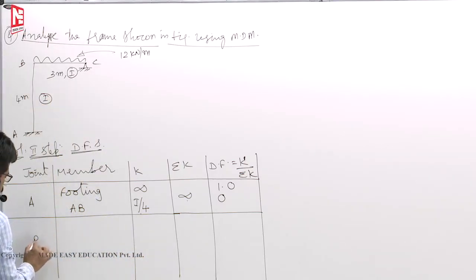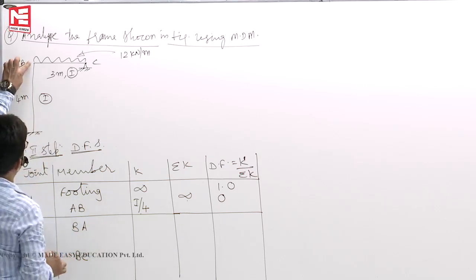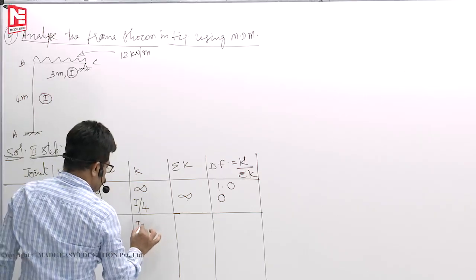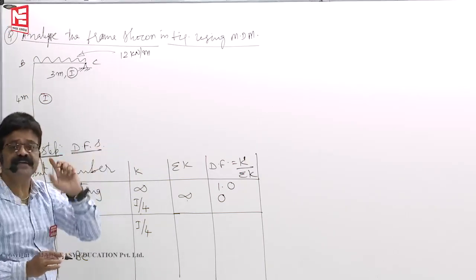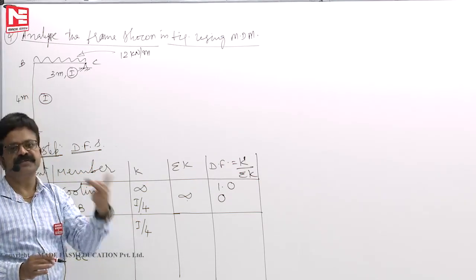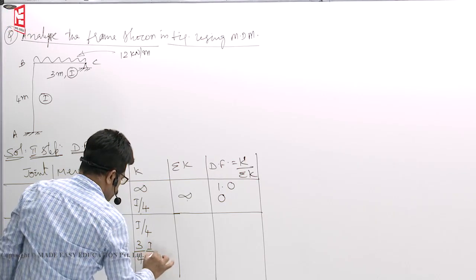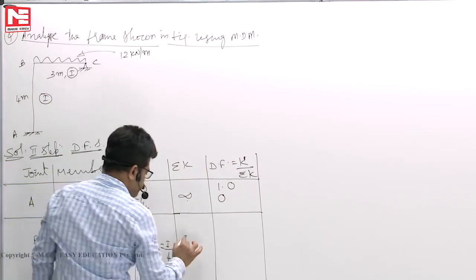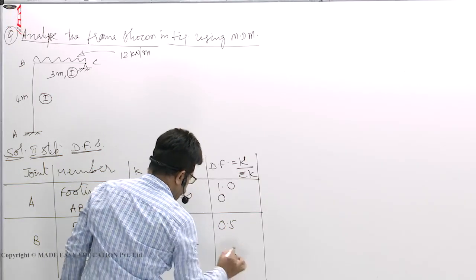Next, come to the joint B. You have BA, then BC. Standing at B, look at A. It is now like a fixed support because it takes moment. So you have to take it as I by 4. Standing at B, look at C. C cannot take any moment. So when it cannot take any moment, the reaction is 0. Then we have studied that its stiffness factor is 3 by 4, I by 3. So you will get I by 4. So I by 4 plus I by 4, 2I by 4. This is 1 by 2, 0.5, 0.5.